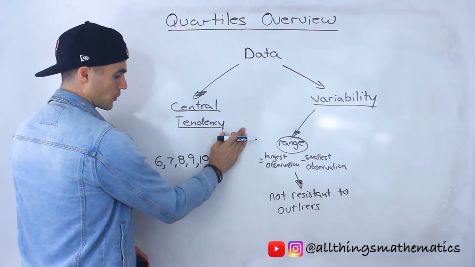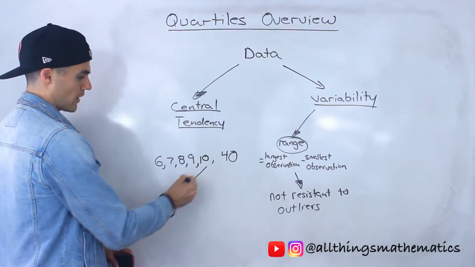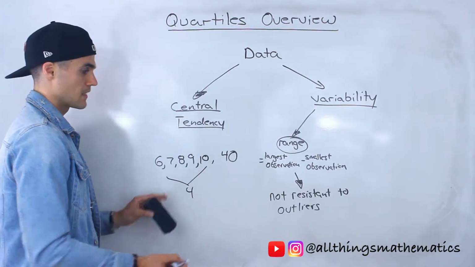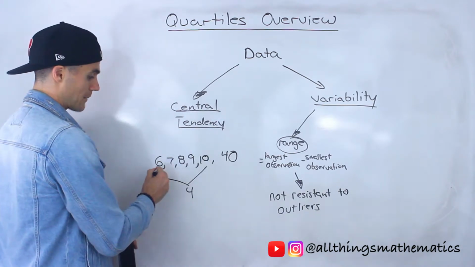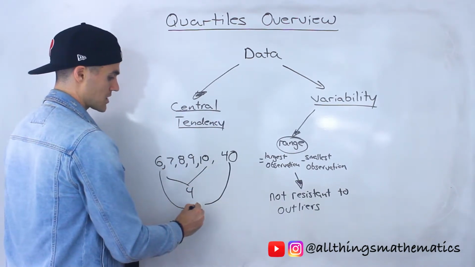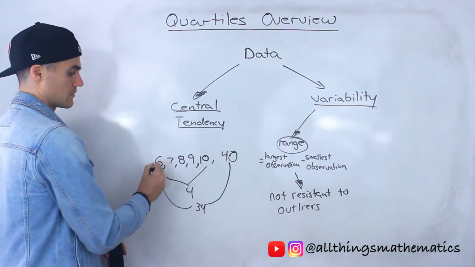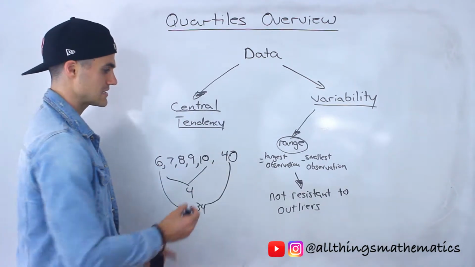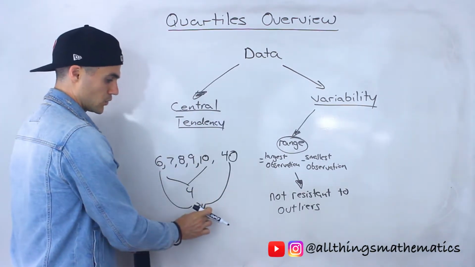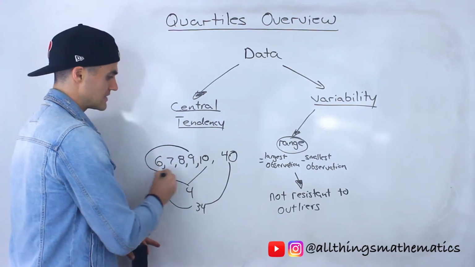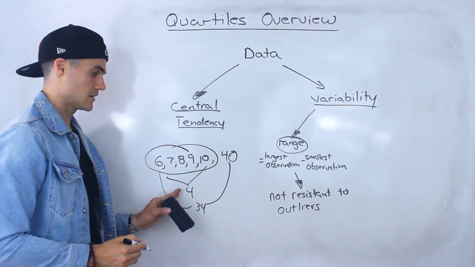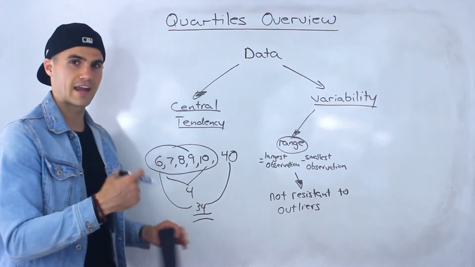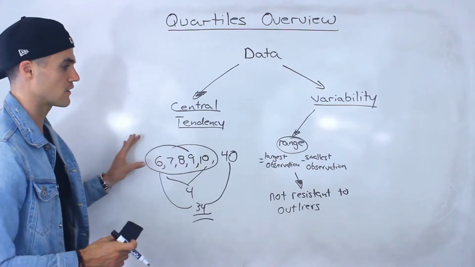Well, notice if that outlier wasn't there, what would the range be? The range would be 4, right? That largest observation minus the smallest. But with that outlier there, look what happens to the range. The range jumps up to 34 because it'd be this 40 minus this 6. So that's an example of where the range is not resistant to outliers. This outlier really made that range jump when really the bulk of the data is fluctuating between 6 and 10. So this range here doesn't give us an accurate description of this data's variability.